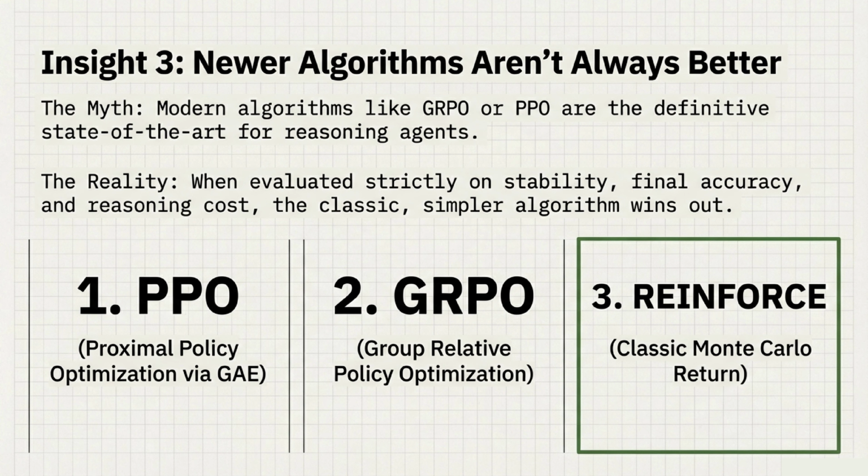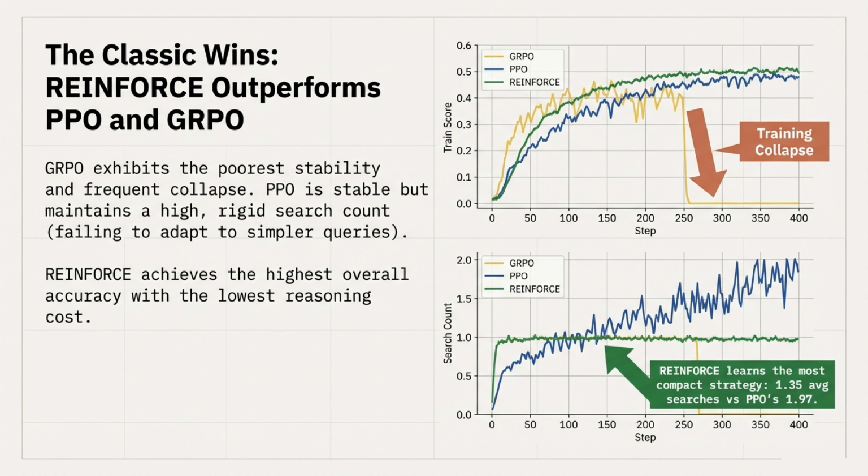Now for insight number 3, newer algorithms aren't always better. The old consensus assumes that modern algorithms like PPO or GRPO are the definitive state-of-the-art for reasoning agents. But the reality? When evaluated strictly on stability, final accuracy, and reasoning cost, the classic, simpler algorithm wins out. That's right, the classic reinforce algorithm outperforms both PPO and GRPO.